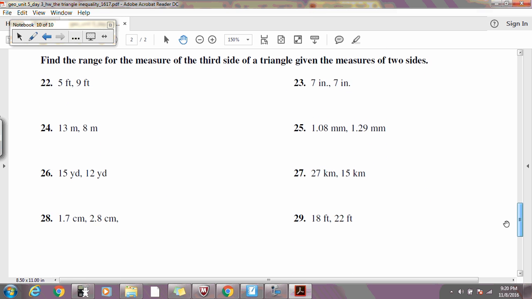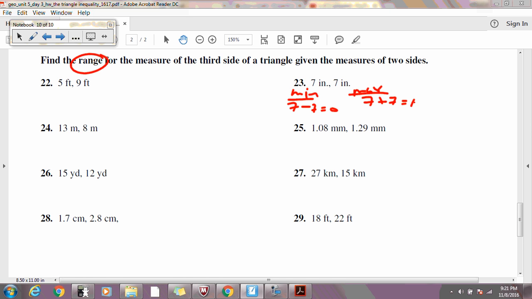For the next group of problems, we're going to find the range. So that's when we do the min and the max. So the min for this one would be 7 minus 7, which is 0. The max would be 7 plus 7, which is 14. So the range is from 0 less than the missing side less than 14.